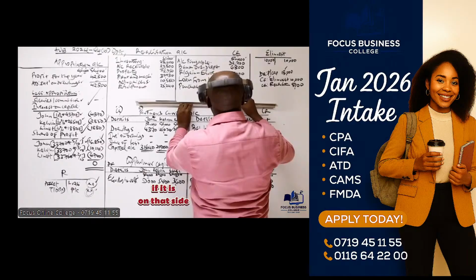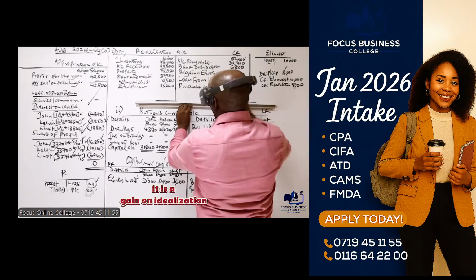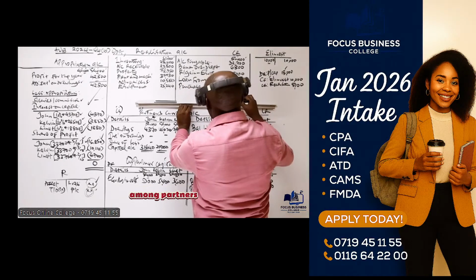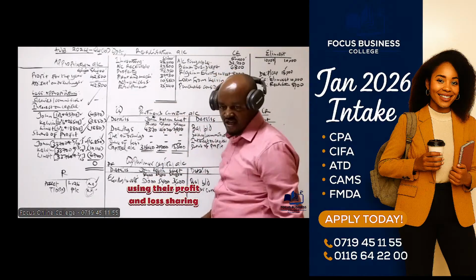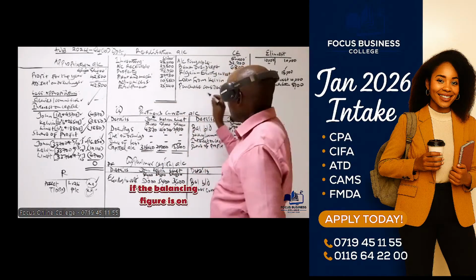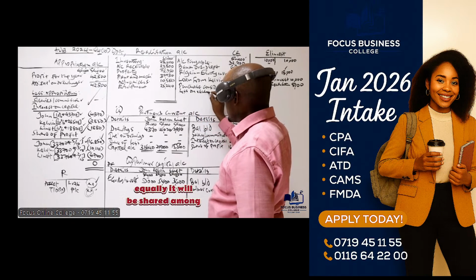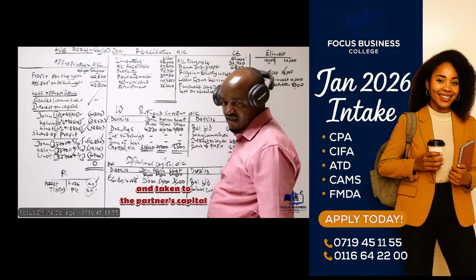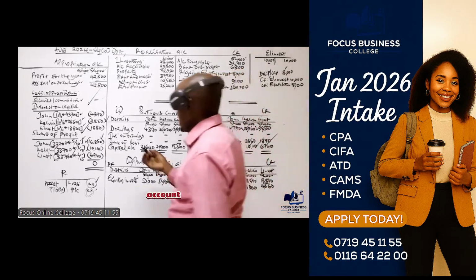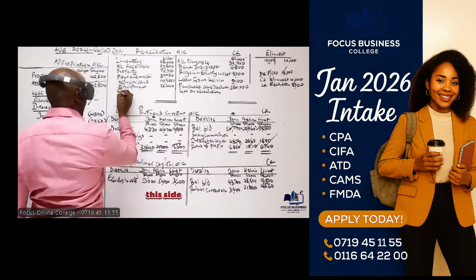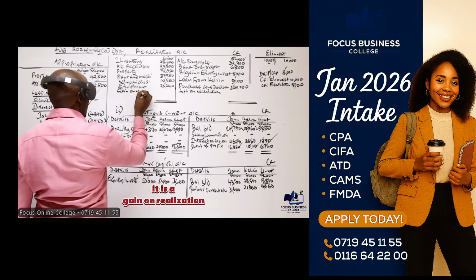If it is on that side, it is a gain on realization, and that has to be shared among partners using their profit and loss sharing ratio. If the balancing figure is on this side, it is a loss on realization. Equally, it will be shared among partners and taken to the partners' capital accounts.